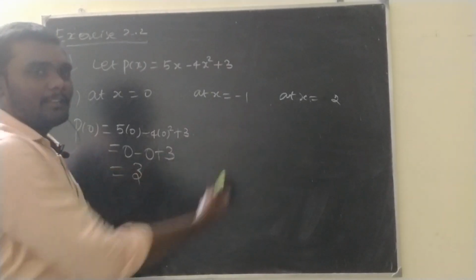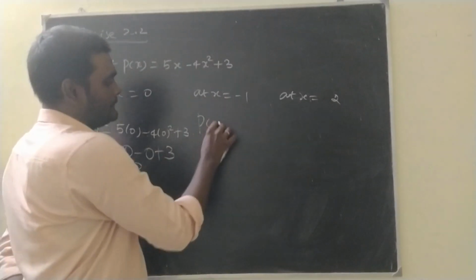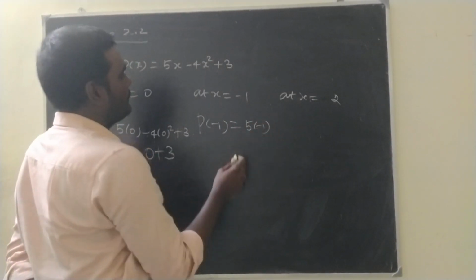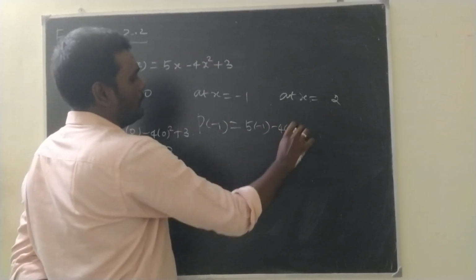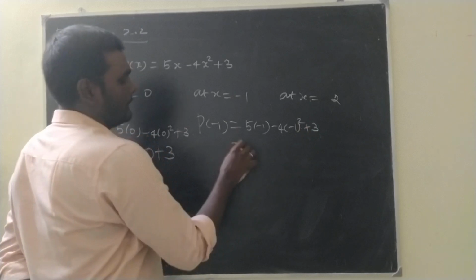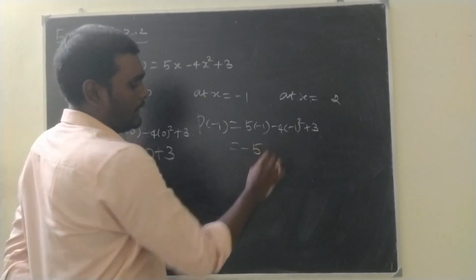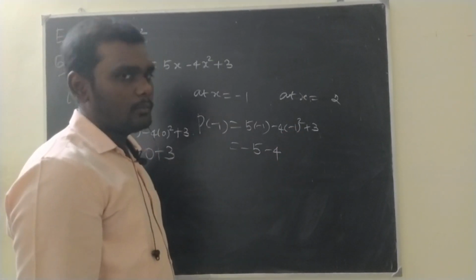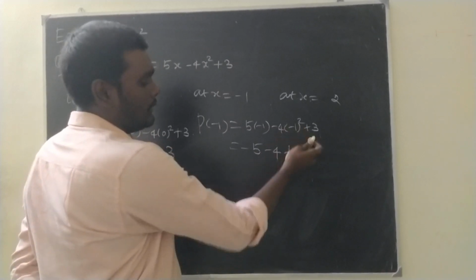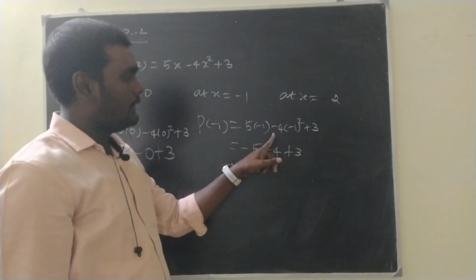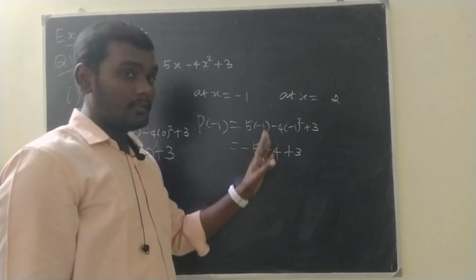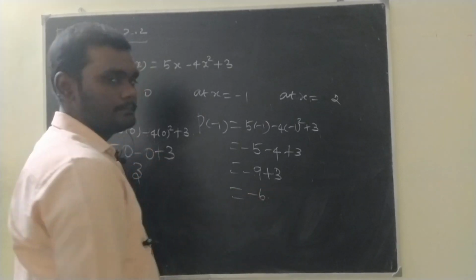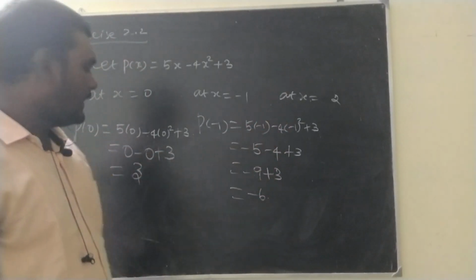Okay. Likewise, x equals minus 1. P of minus 1. Then the value of the polynomial is 5 into minus 1 minus 4 into minus 1 square plus 3. 5 into minus 1 it is negative 5, minus 4 into negative 1 square, that is plus 1, plus 3. 4 into 1 it is 4. See, this negative sign will remain undisturbed. Okay. So this is minus 9 plus 3.